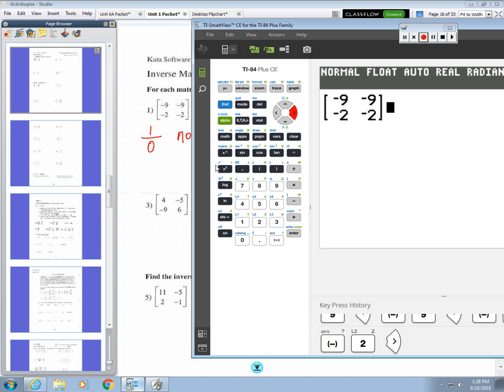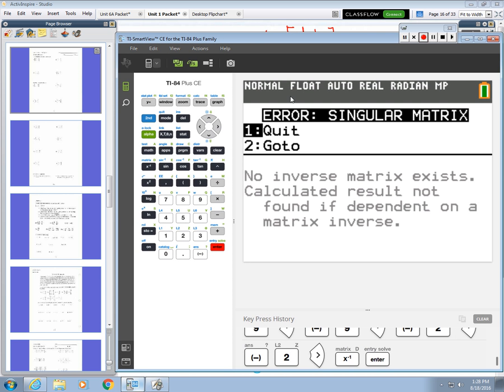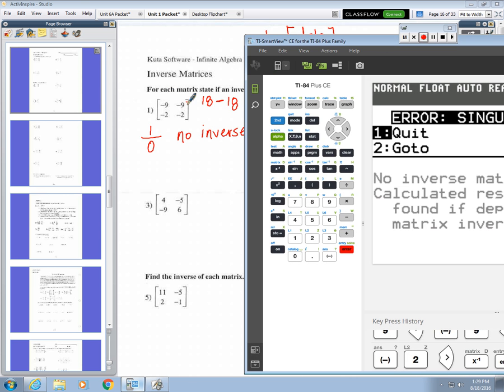And now, to do the inverse in the calculator, it's very simple. See this button over here that says x to the -1? Okay, that's the notation for inverse. You just press it, it'll raise it to the -1, and then you just hit enter, and we got an error, singular matrix. And why do you think we got an error? Because there's no inverse, because the determinant of the matrix was 0.